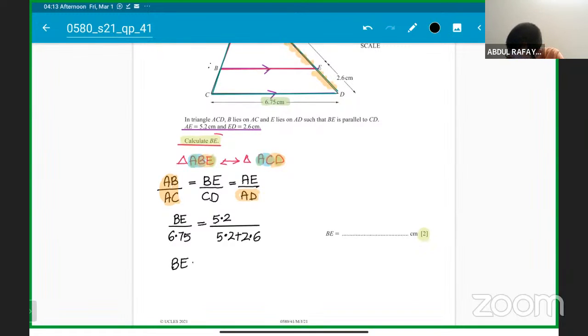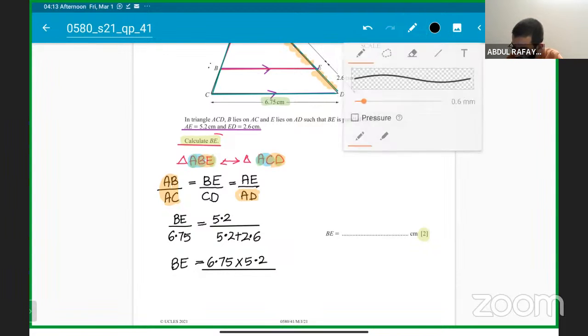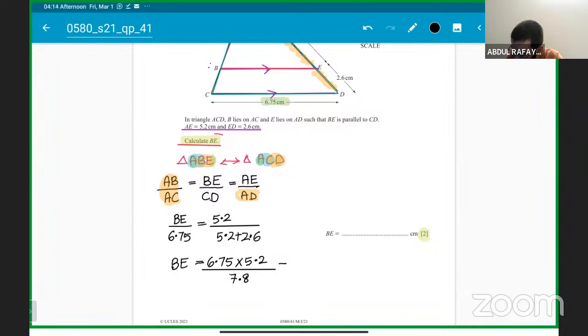Everyone got this, guys? So it will be 6.75 times 5.2 divided by 5.2 plus 2.6. What is 5.2 plus 2.6? It is 7.8. Anyone who has any doubts, let me know. So 6.75 times 5.2 divided by 7.8. We are getting 4.5. Okay, students, it is coming 4.5 centimeters.